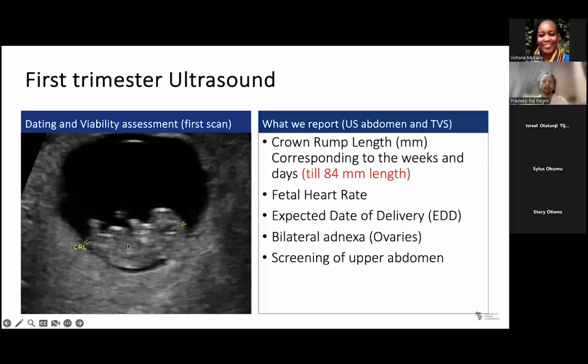So we usually measure crown rump length up to 84 mm of length, and it is usually in the first trimester of pregnancy. And another thing, we measure the fetal heart rate, and from the CRL, the automated machine gives us the expected date of delivery. We also look at the bilateral ovaries and screen the upper part of the abdomen.